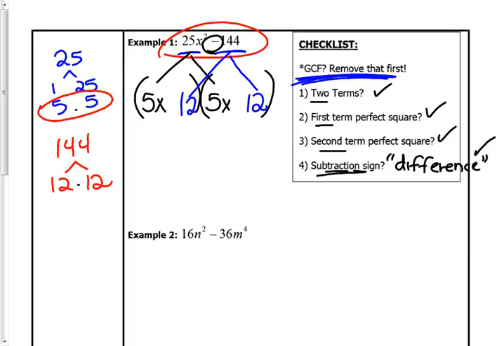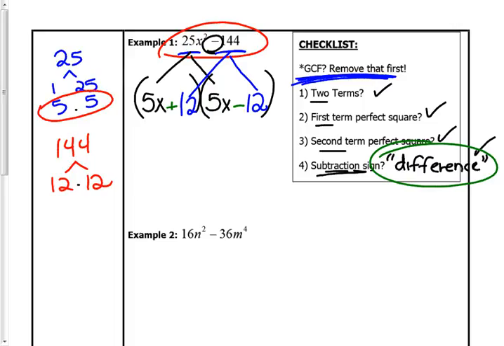And then my signs are actually not going to both be positive. Because there was a subtraction sign, technically this is a negative 144, so we can consider it as different signs. One is going to have to be positive and one is going to have to be negative. Now, it doesn't matter which order you put it in as long as you have one positive and one negative.